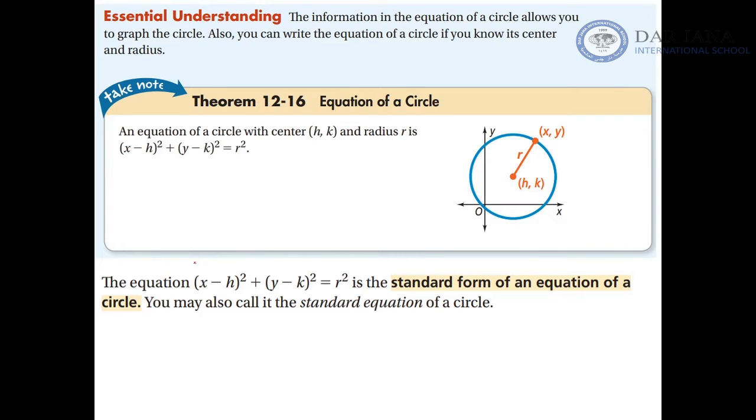which leads me to the only theorem in this lesson, theorem 12-16. An equation of a circle with center h, k and radius r is x minus h squared plus y minus k squared equals r squared. The equation in this form, we call it the standard form of an equation of a circle. So we will simply call it the standard equation. Every time we talk about the standard equation, we are talking about this form right here.